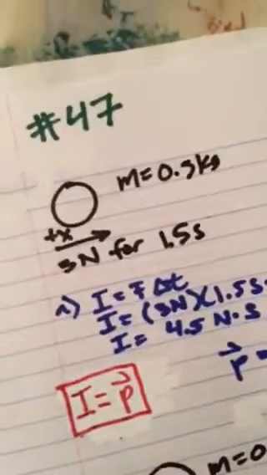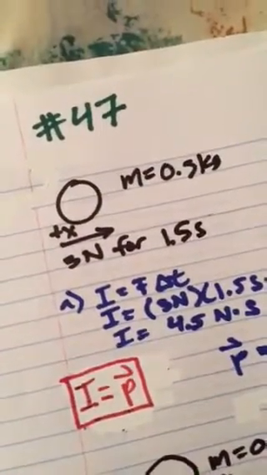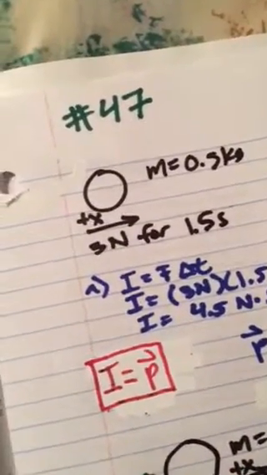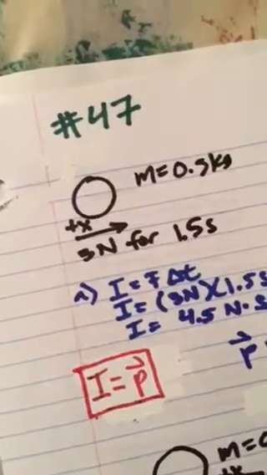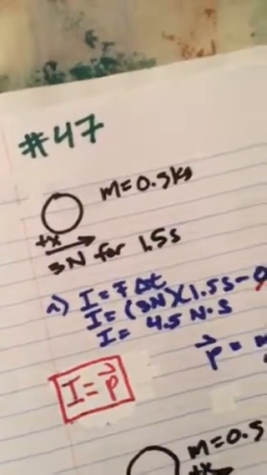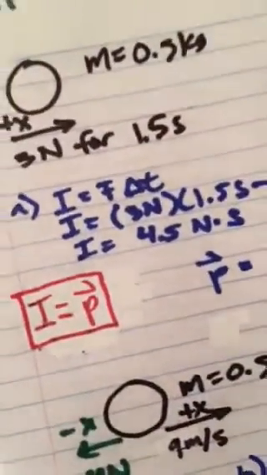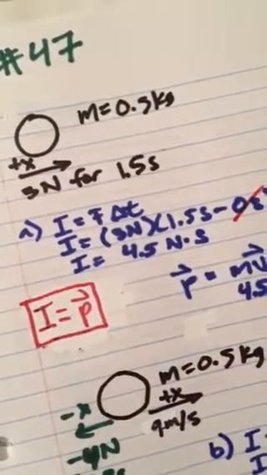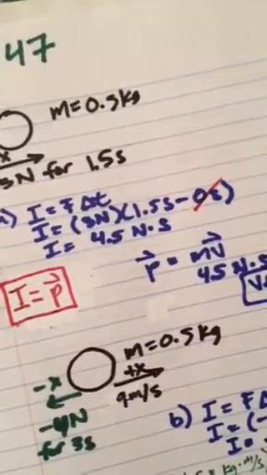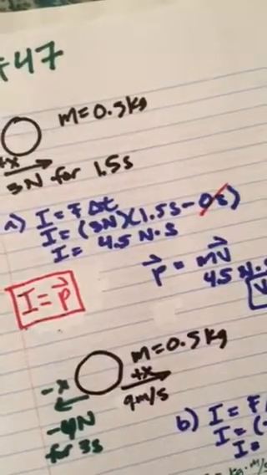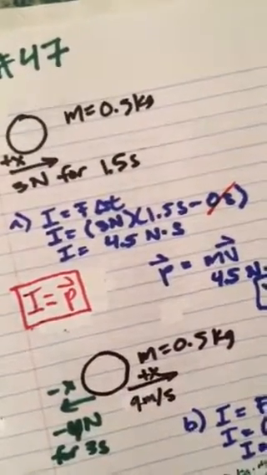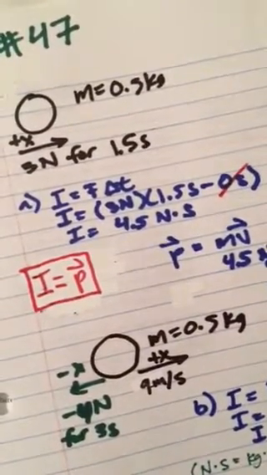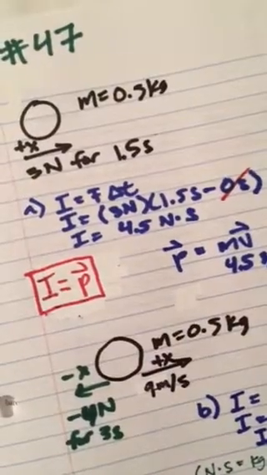So first I drew a diagram of the object with the mass of 0.5 kilograms with a force of 3 newtons in the positive x direction being acted on it for 1.5 seconds. Then I plugged in the formula of impulse equals force times the change in time and plugged in the values. The initial time is just 0, so we can disregard that and solve for impulse equals 4.5 newton seconds.